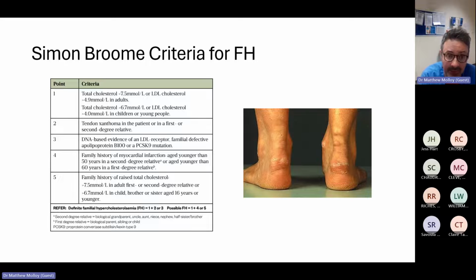Possible familial hyperlipidemia is if the patients have the cholesterols and LDL cholesterols mentioned above, along with a family history of a myocardial infarction in a relative aged 50 or younger in a second degree relative, or age 60 or younger in a first degree relative, or if they have a family history of raised total cholesterol. So if they have a sibling or first and second degrees with a family history of raised cholesterol. But again, we do find lots of families like that, so it is sometimes a difficult decision to make.